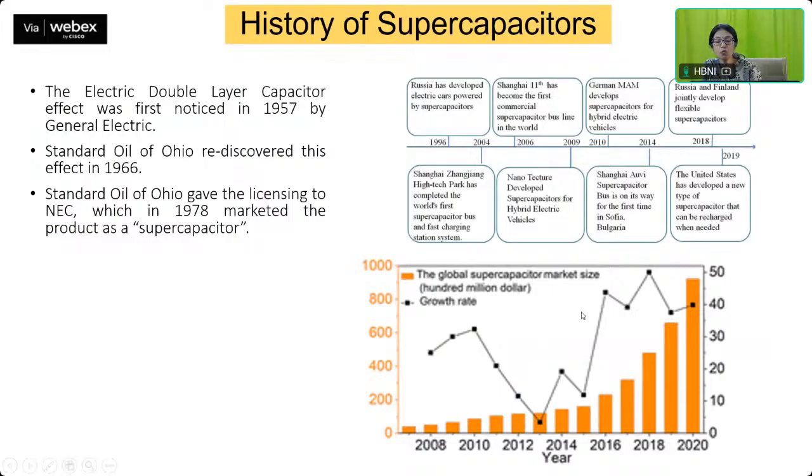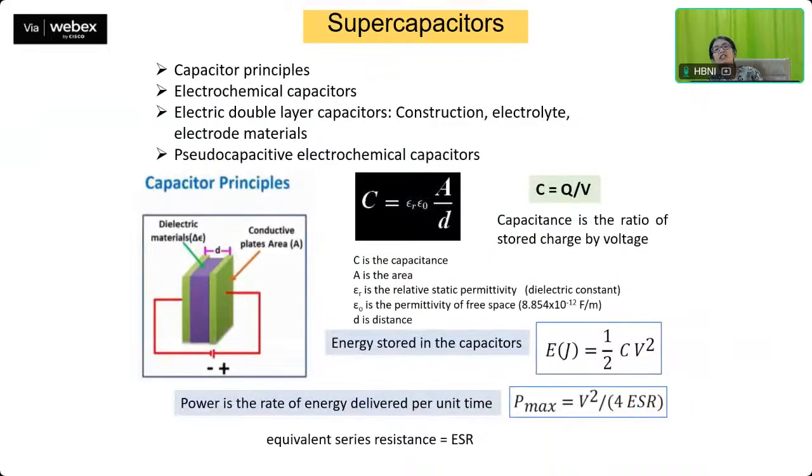If you look into the global supercapacitor market size, right from the 2000s to 2020, you see an exponential increase. In hundreds of millions of dollars, the supercapacitor industry has grown, and obviously something which has so much potential for commercial application, a lot of research is going on in this particular area. So what is a supercapacitor?